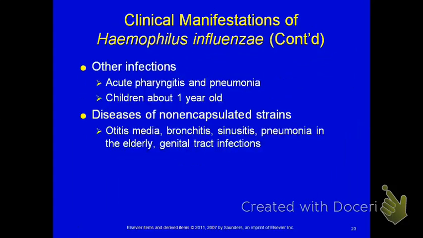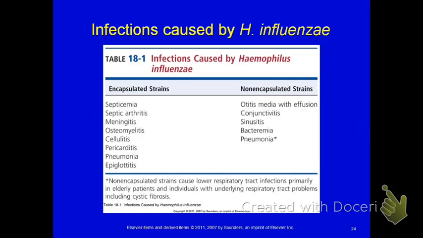Then otitis media, bronchitis, sinusitis. These are just being mentioned again for you not to forget. In summary, study Table 18-1 of your book. This shows the different infections caused by Hemophilus influenzae as categorized into encapsulated and non-encapsulated strains.